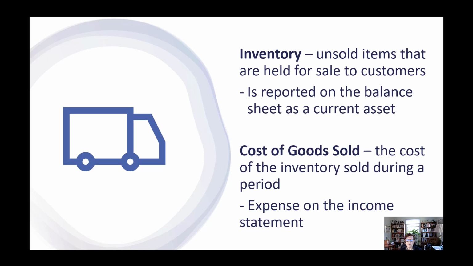If you imagine that you go into a store and you buy a sweater for $100, say that sweater costs the store $30. Well, the store has a sale for $100, but they also have cost of goods sold of $30.